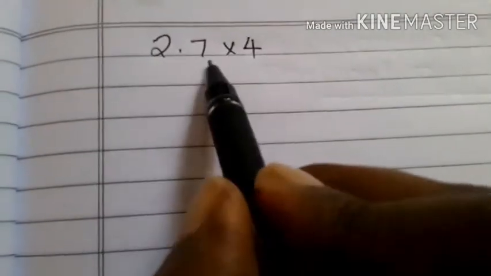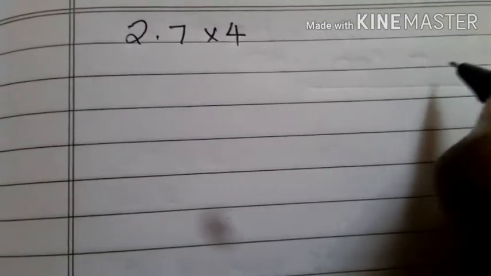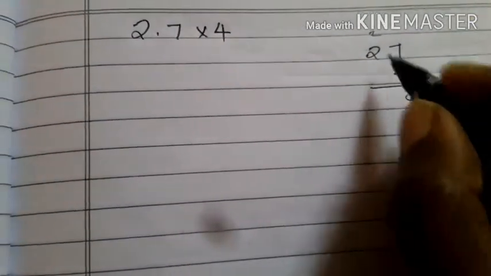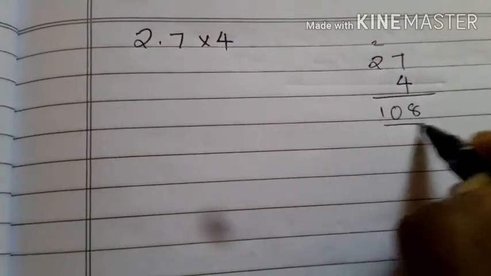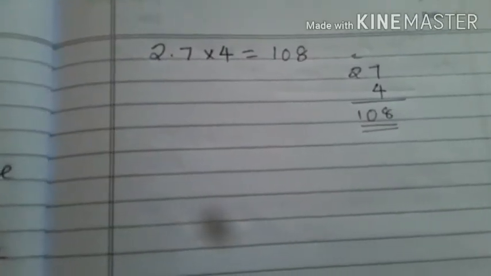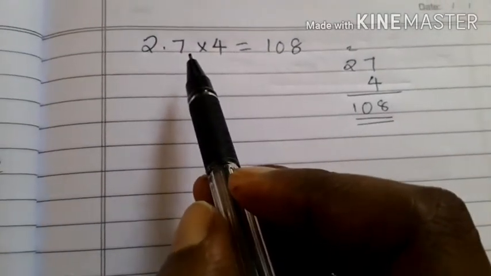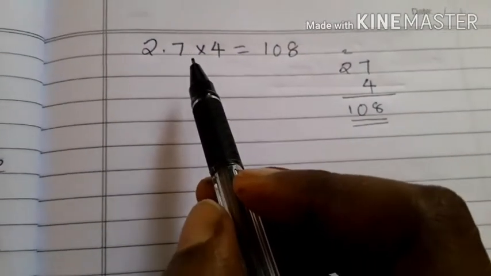Multiply the number 2.7 by 4. First multiply the numbers 27 by 4. 7 4s are 28. 4 2s are 8. 8 plus 2, 10. 108. So we write the product here. Next we put the decimal point in the product.